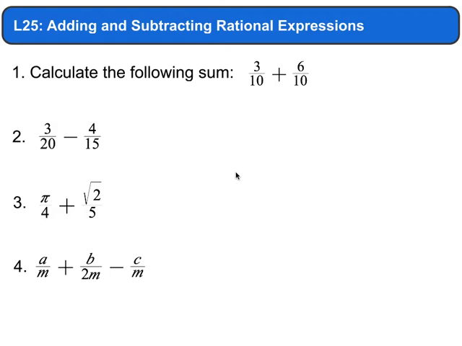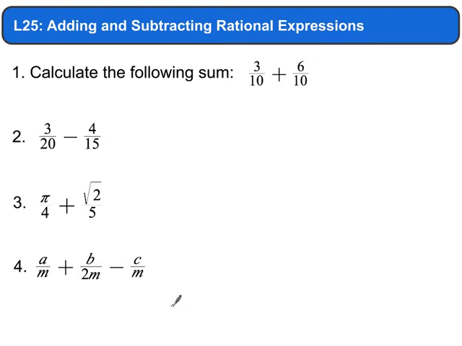M1L25 is adding and subtracting rational expressions. In other words, we're going to do a section that is going to be about adding and subtracting fractions. So I'm going to go through a series of problems that showcase and demonstrate this, some simpler, some a little bit more complex than others. But remember, the ultimate goal is the same. We want to have common denominators, and once we have common denominators, then we can add the numerators.